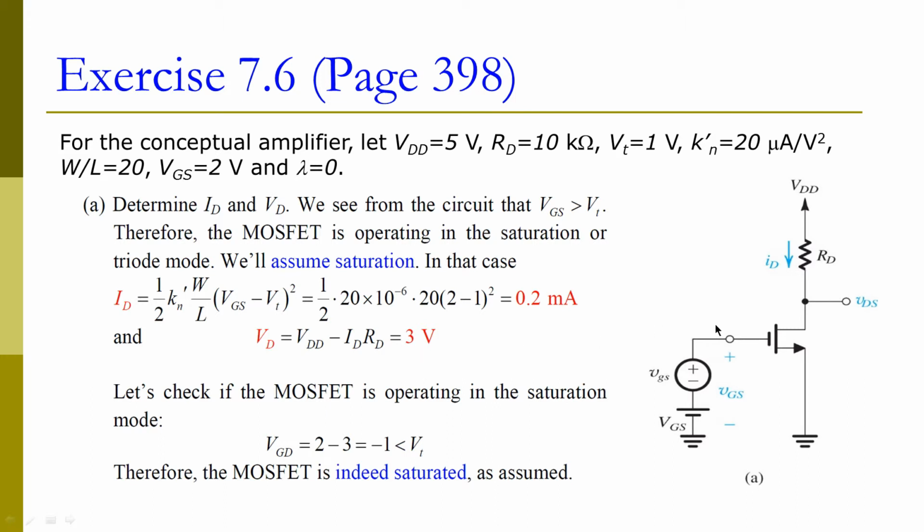Now with the 3 volts at the drain, let's check whether the transistor is working in the saturation mode or not. Now the gate voltage equals 2 volts. Now VGD equals 2 minus 3, that is negative 1. It must be less than VT, right? So this is the condition for saturation mode. So the transistor now is indeed working in saturation mode.